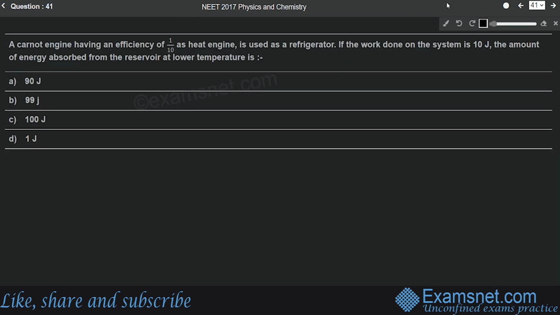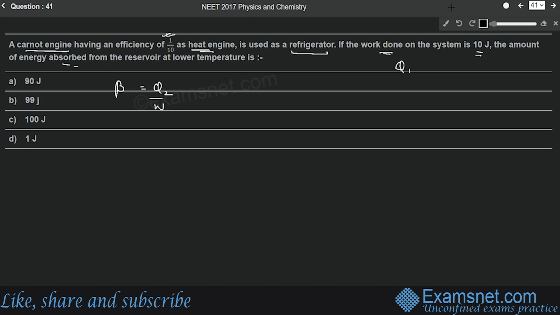Question number 41 is from the chapter Thermodynamics, and the question is: a Carnot engine having an efficiency of 1 by 10 as heat engine is used as a refrigerator. If the work done on the system is 10 joule, the amount of energy absorbed from the reservoir at lower temperature is. Okay. So what is the coefficient of performance of refrigerator, that is beta? It is equal to Q2 by W. Okay. W is the work done.